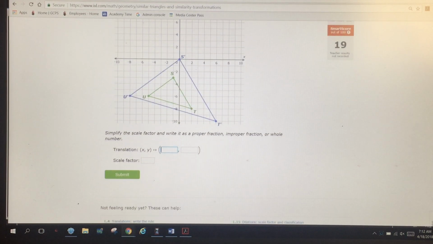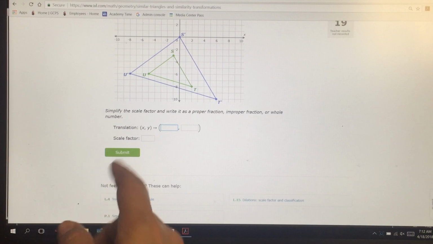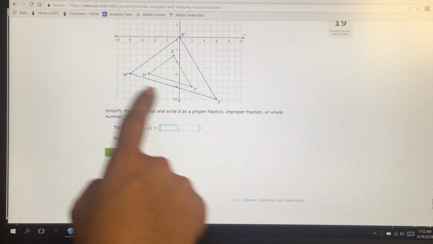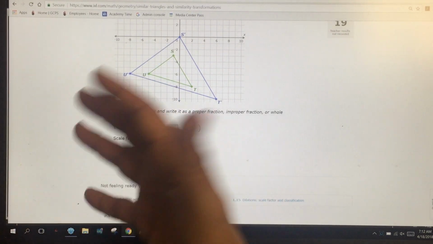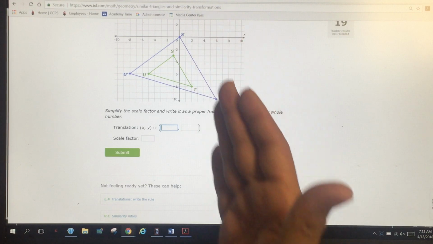Now, if they give you these questions without drawing it for you, all you need to do is plot it, and then you can see what it is. So what's my old one? My old one is this one, because it has no prime. My new one is this, because it has a prime. And then what am I doing? It looks like it got bigger and it's moved, okay?